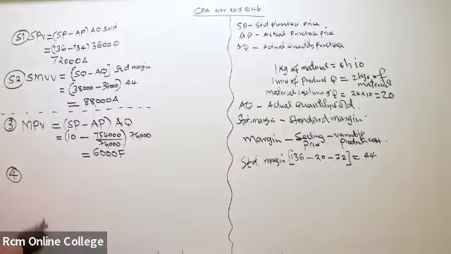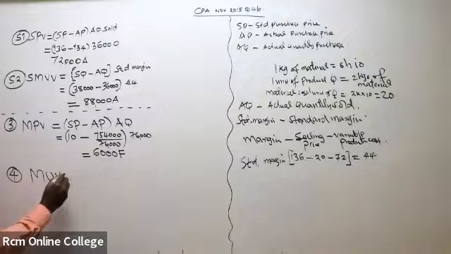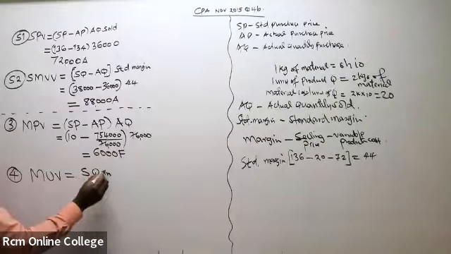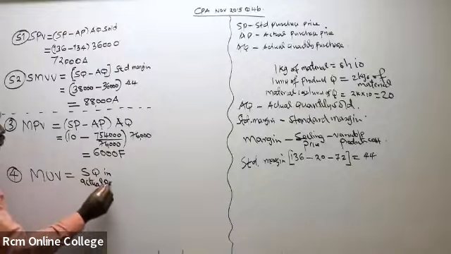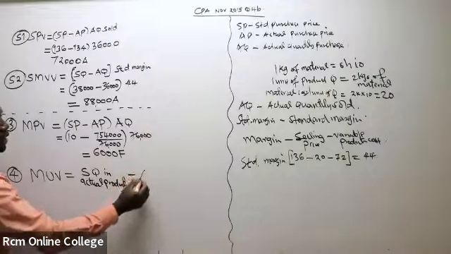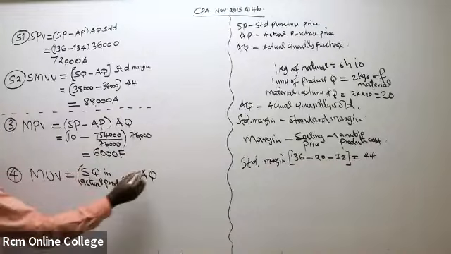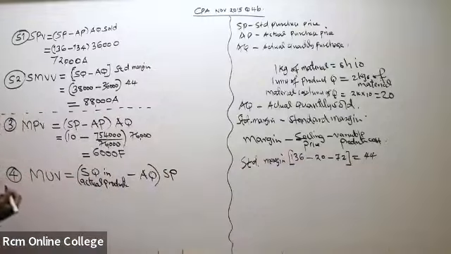So then it means we are coming to material usage variance, which is equal to standard quantity of material in actual production minus actual quantity of raw material. Then we multiply by standard price of raw material.